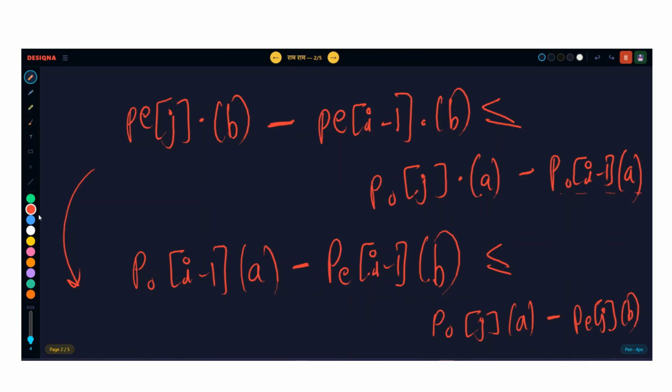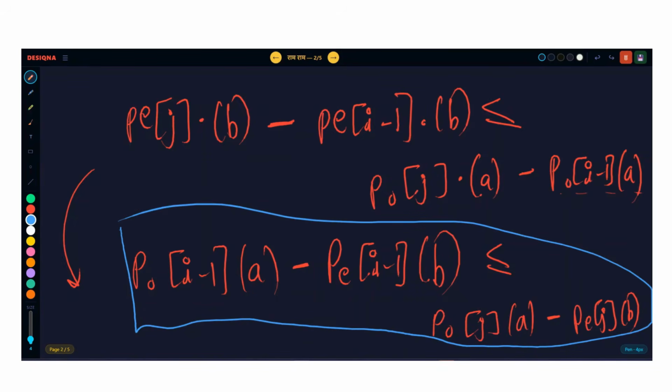Symmetrical means the left hand side and the right hand side are very similar. I to J is a valid subarray if, at index I minus 1, you multiply PO with A and PE with B, and it just needs to be less than equal to whatever the J guy is, POJ into A, PEJ into B. Here also POA, PEB. Only the index I and J is different. So you can do something now.